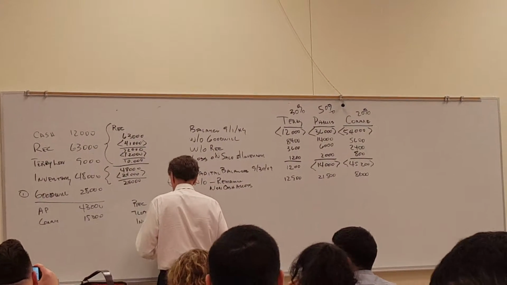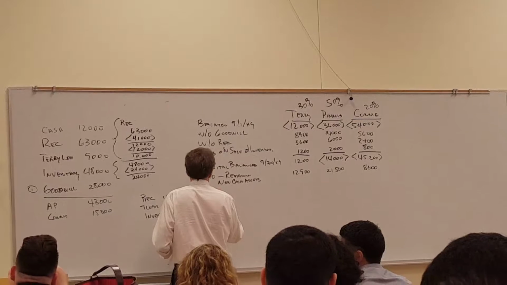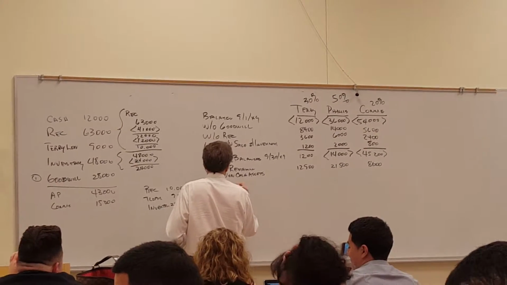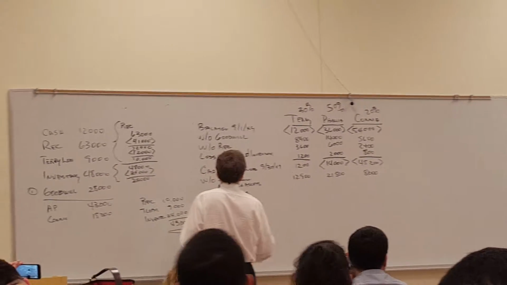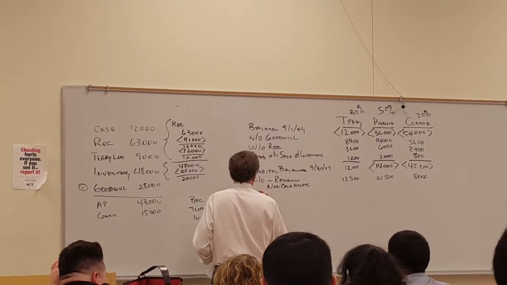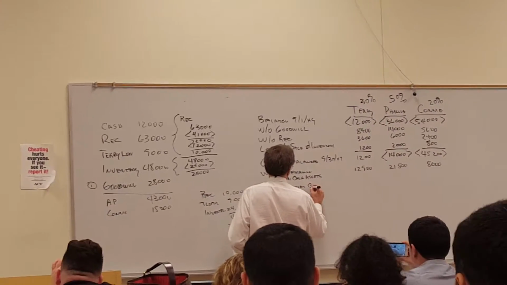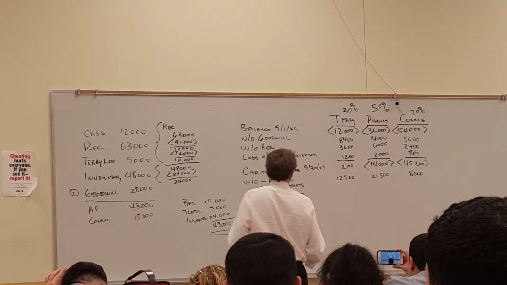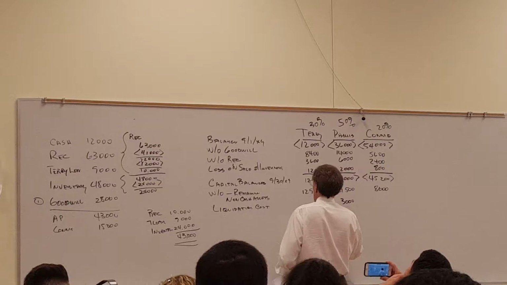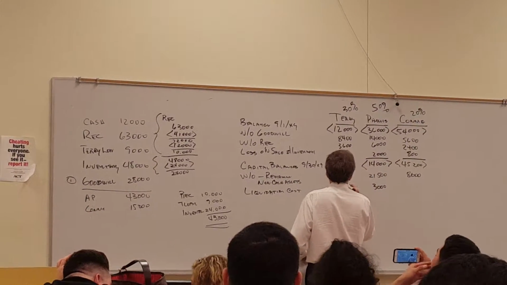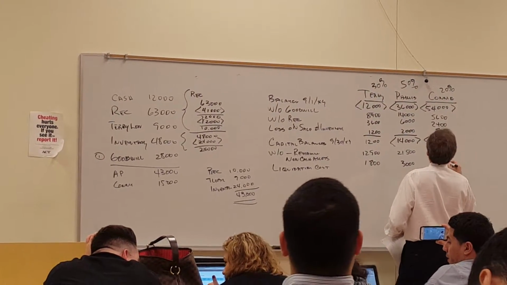After this, we have a possible loss. We have the liquidation cost. Our liquidation cost is $6,000, so half of this goes to Phyllis, which is $3,000. 1,800 goes to Terry, and 1,200 goes to Connie.